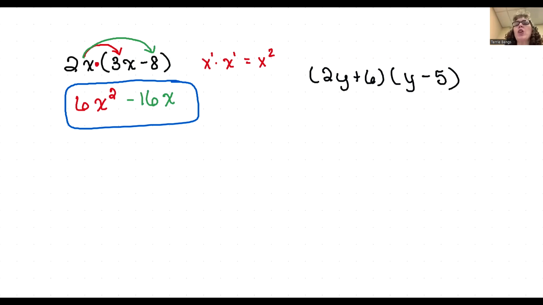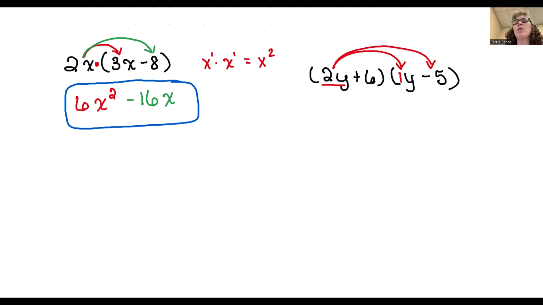So what we're going to do is take the very first term, that 2y in our first set of parentheses, and multiply it by each term in the second set of parentheses. So we're going to say 2y times y, and that 2y times that negative 5. So let's do 2y times y first. Remember, if there is not a number in front of a variable, we just think about there being a 1 there. So I'm going to go ahead and put our 1. So this is like saying 2y times 1y.